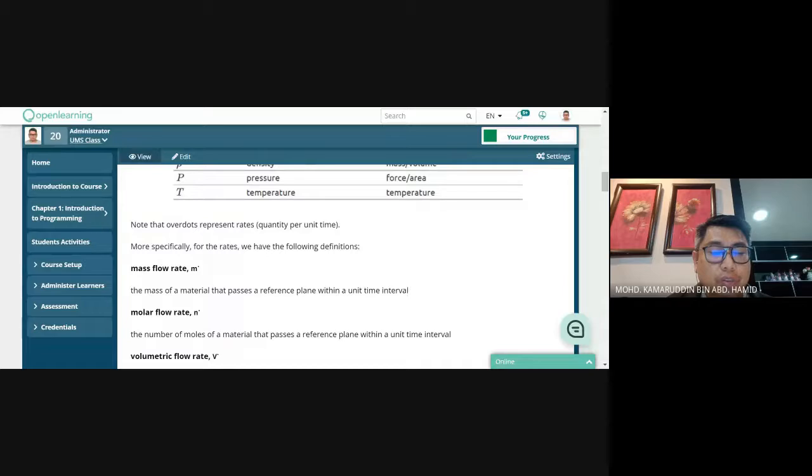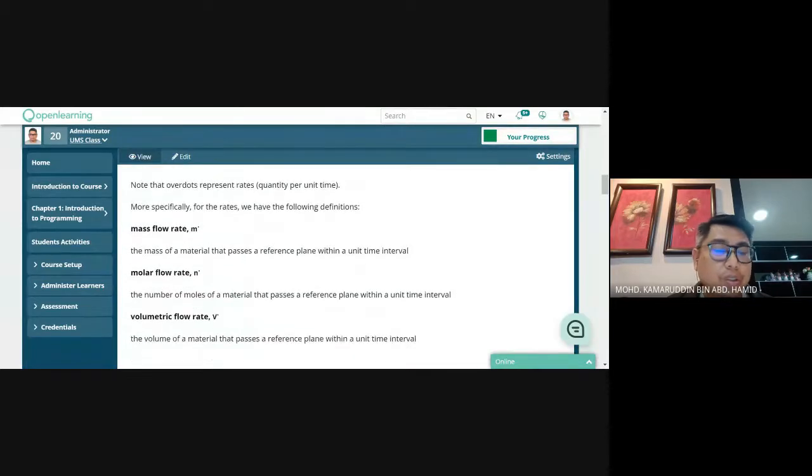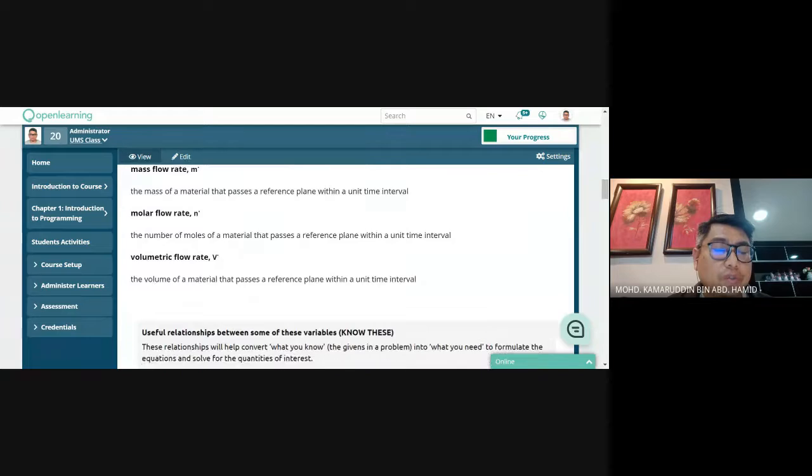So there is also a definition, the mass flow rate, it's an M with one overdot. It's the mass of a material that passes a reference plane within the unit time interval. We also have a molar flow rate and also a volumetric flow rate.